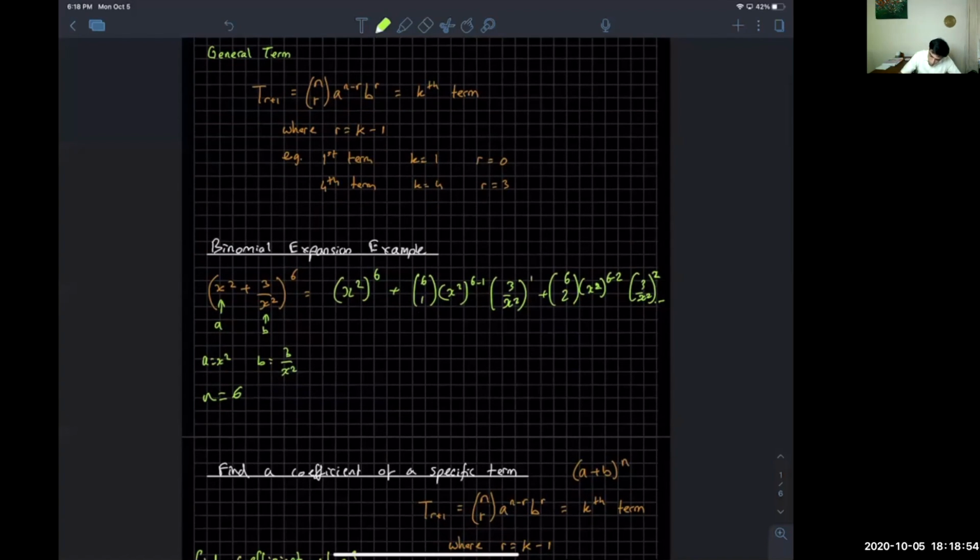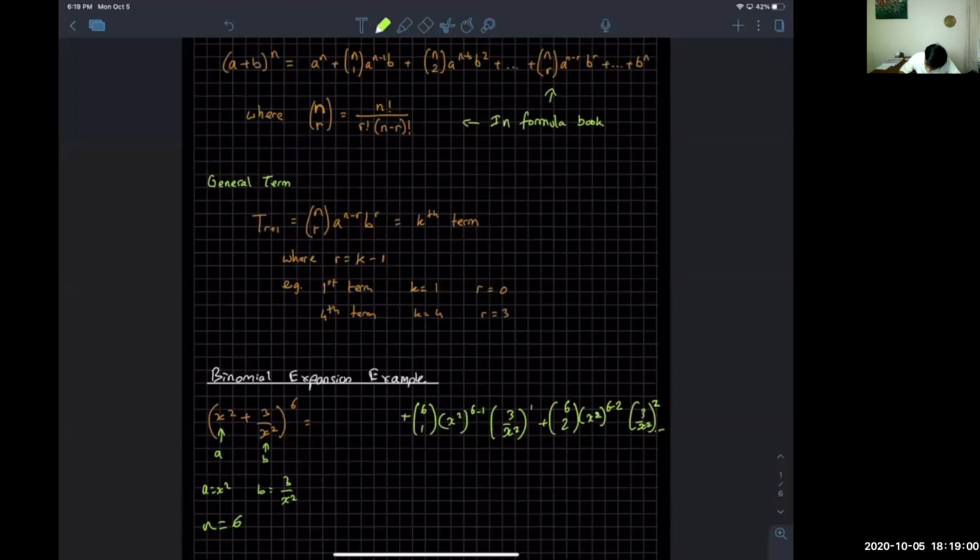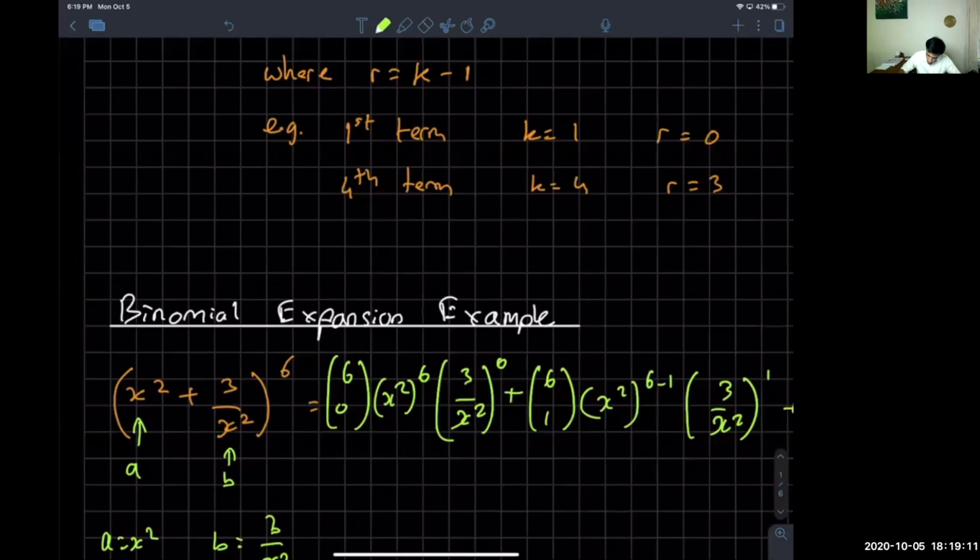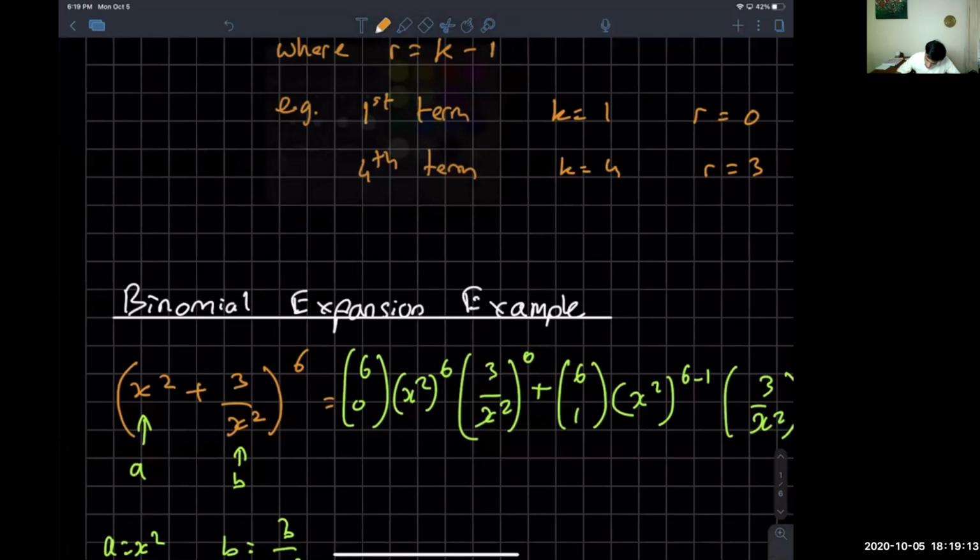Notice how this term is just x squared. We can rewrite this term as a full expansion, which would be 6, 0 of x squared to the power 6 times 3 over x squared to the power 0. If we do that, then this becomes 1, and this also becomes 1, right? Anything to the power 0 becomes 1, and 6, 0 also becomes 1.